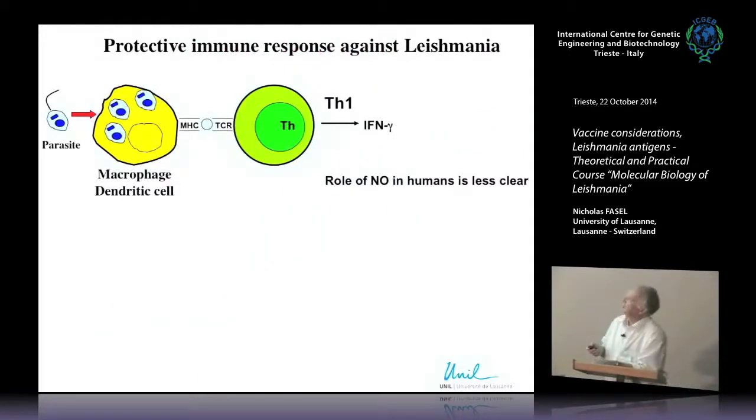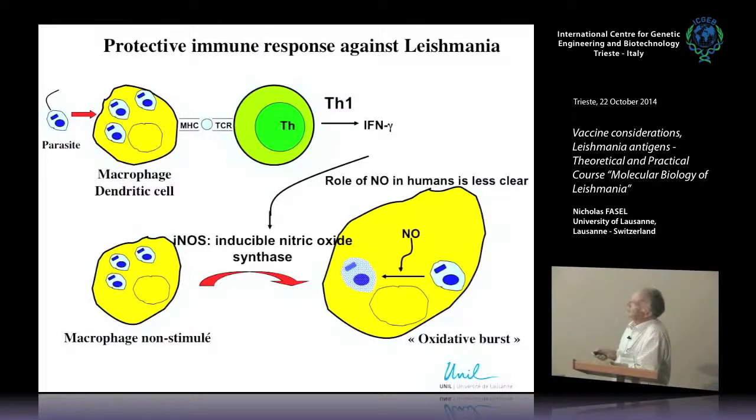One of the problems which was raised also by Paul is the fact that we think that you have presentation of the peptide, and you generate Th1 cells, which produce interferon gamma. Interferon gamma induces iNOS, and iNOS is responsible for the killing. But that's really the case in the mouse. In humans, it could be hypochlorous acid, which is made, and probably the role of NO is not so clear. However, what is probably important is to generate an oxidative burst to kill the parasite.